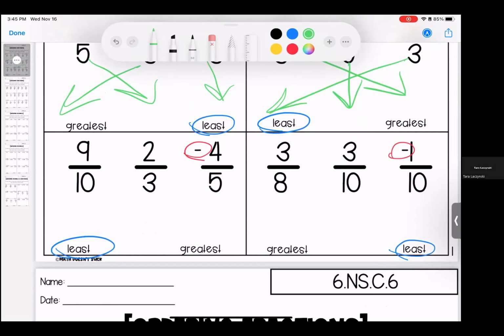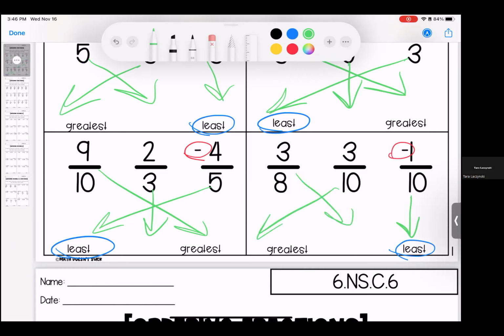All right, starting with the least, we're going to be negative. And then 2/3 is going to be our middle value. 9/10 is going to be our greatest value. Starting with the least as the ending point, we're going to start there. 8 and 3 is going to be less than 3 and 10. So 3/10 is going to be the greatest. 3/8 is the middle value.